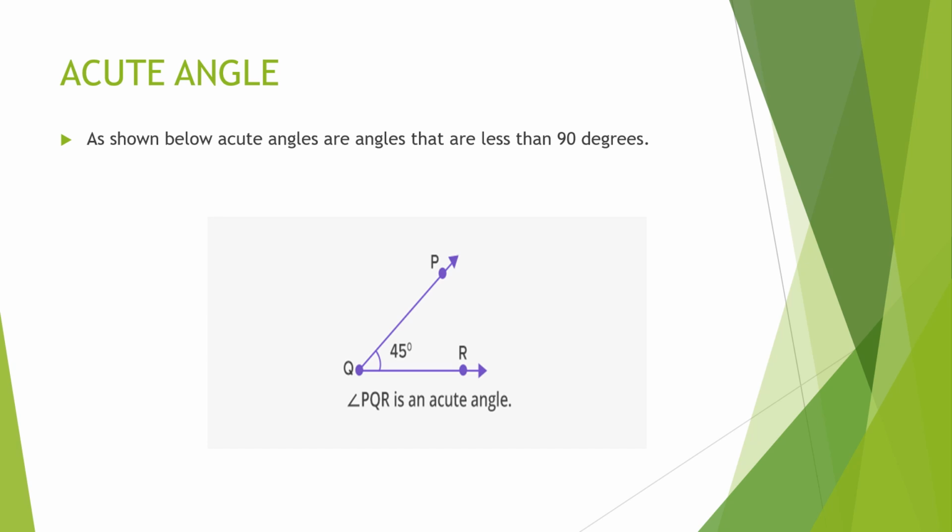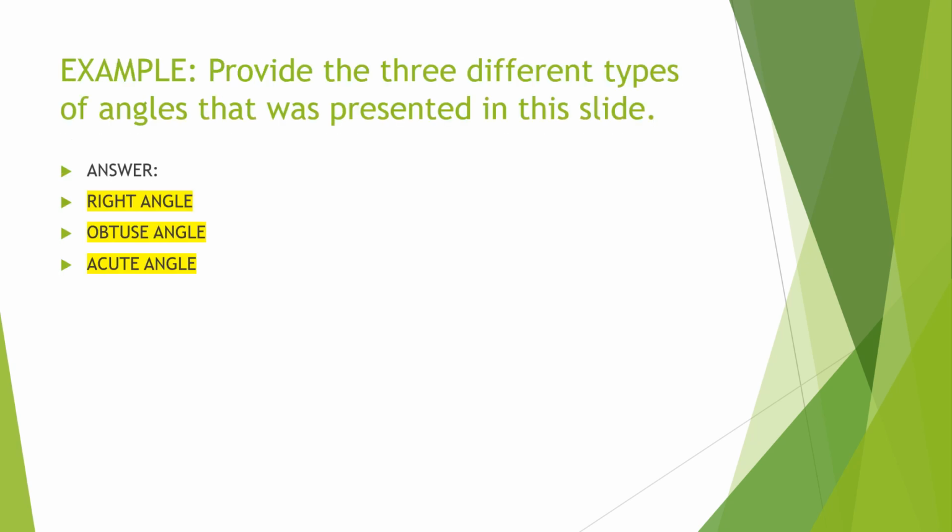In this picture below, as an example shown, angle PQR is an acute angle. Finally, as a teacher, I would like you guys to recall the 3 different types of angles that were presented in this slide. So, number 1, there is right angle. Number 2, there's obtuse angle. Number 3, there's acute angle. But there are still more angles to learn.